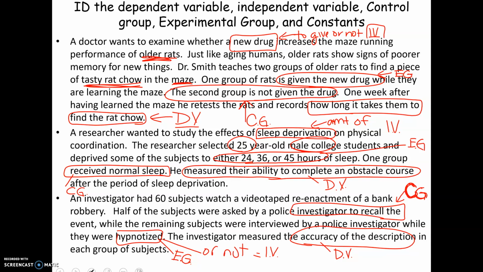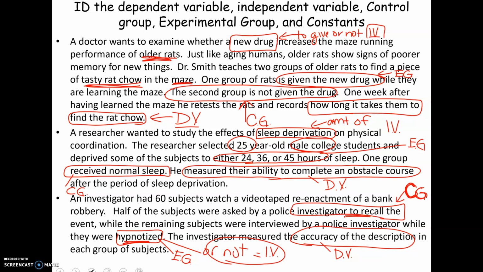So just to clarify, because it's pretty sloppy and I apologize, the independent variable would be whether or not they were hypnotized. That's what's being changed. Within that, the experimental group is the group specifically that was hypnotized, and the control group is the group that was not hypnotized. And then controlled variables.